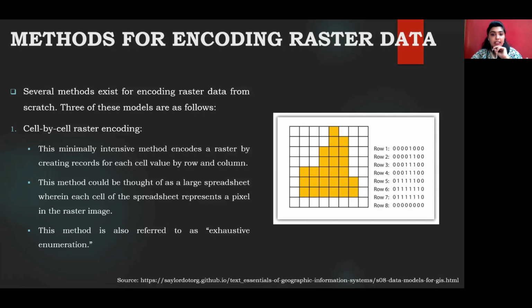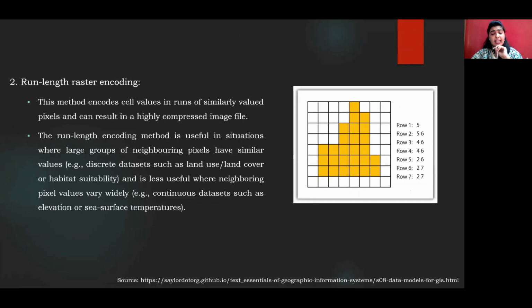It's detailing, and it's also very lengthy in that case. So it is referred to as exhaustive enumeration. The next method that we have is the run length raster coding. This method encodes cell values in runs of similarly valued pixels and can result in a highly compressed image file.